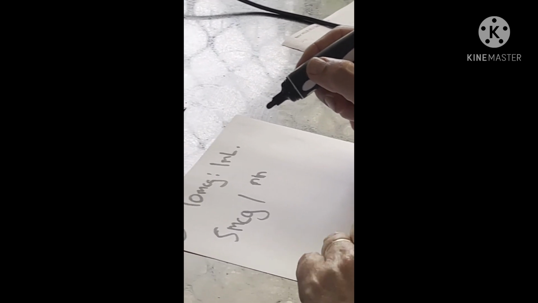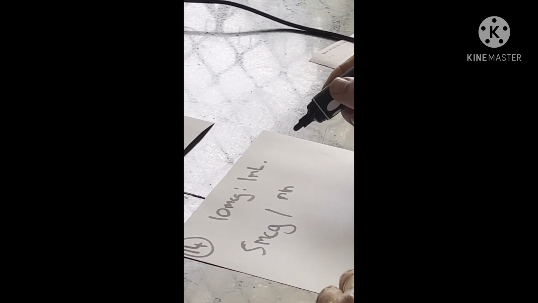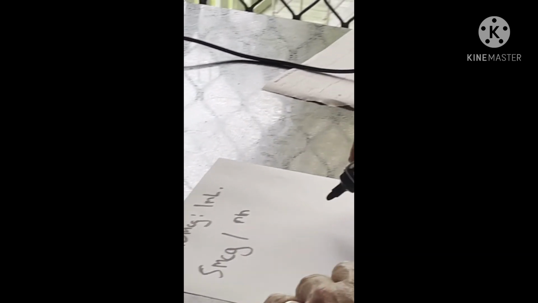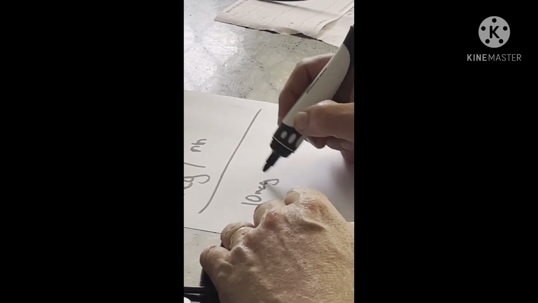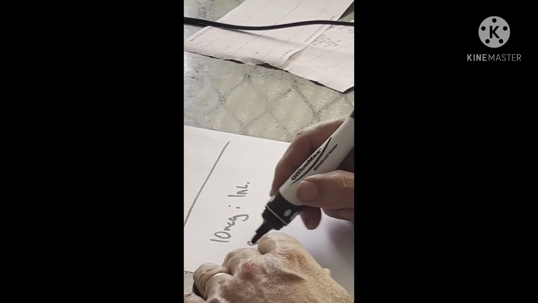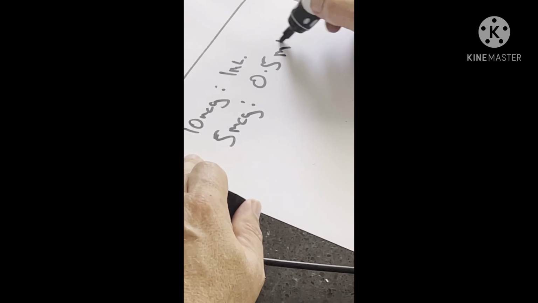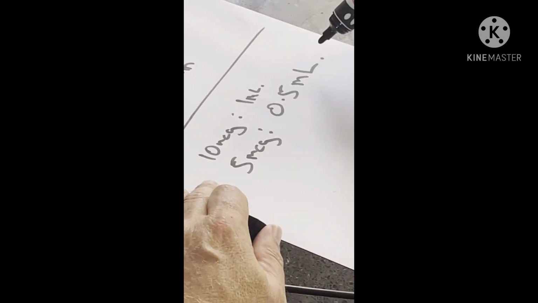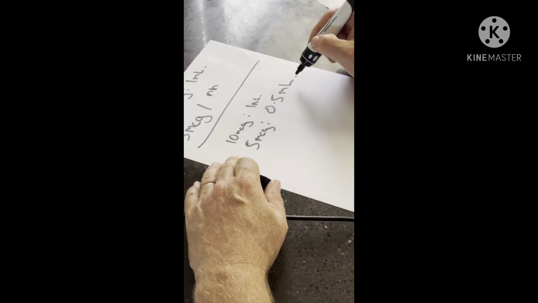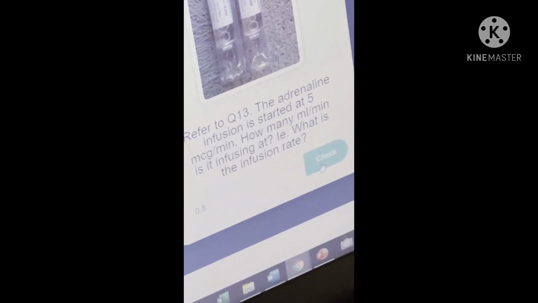How many mils per minute is he infusing at? Okay, so I'll just come back, I'll write this down again. 10 micrograms in 1 mil. So he's infusing at 5 micrograms per minute, so 5 micrograms equals 0.5 mils. Okay. And they're doing that, so the patient's getting 0.5 mils per every minute. So if we write that, 0.5, we are correct.